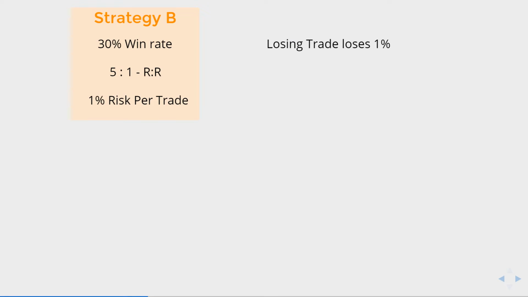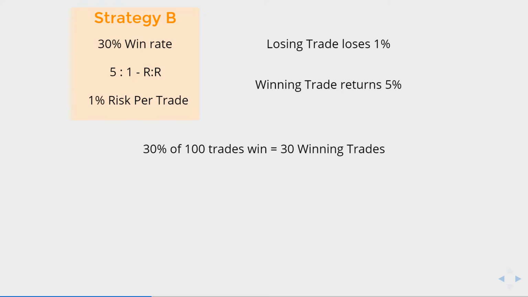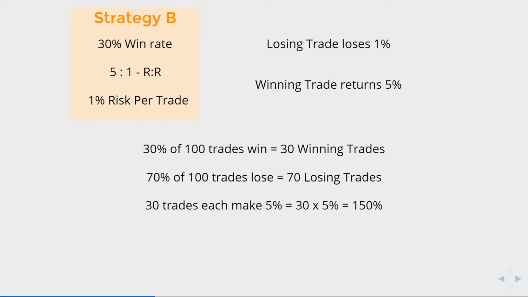Again, we are risking 1% per trade, so that means we stand to make 5% on our winning trades, as the risk to reward ratio on this strategy is 5 to 1. 30% of trades win, so 30% of 100 trades is 30 winning trades. 70% of trades lose, so 70% of 100 trades is 70 losing trades. If our winning trades each make 5%, we can times 30 by 5 to get 150%, so we make 150% from our winning trades. Now we need to calculate how much we lose from our losing trades, as before.